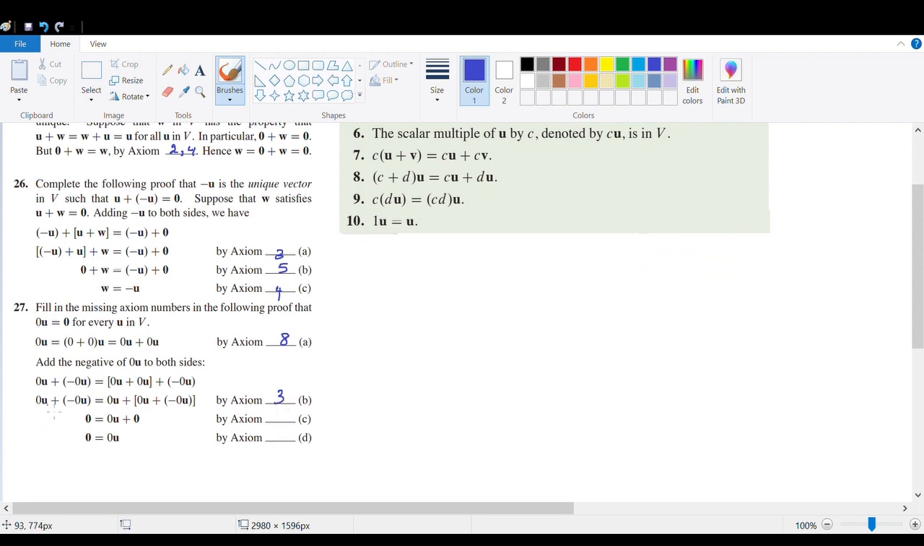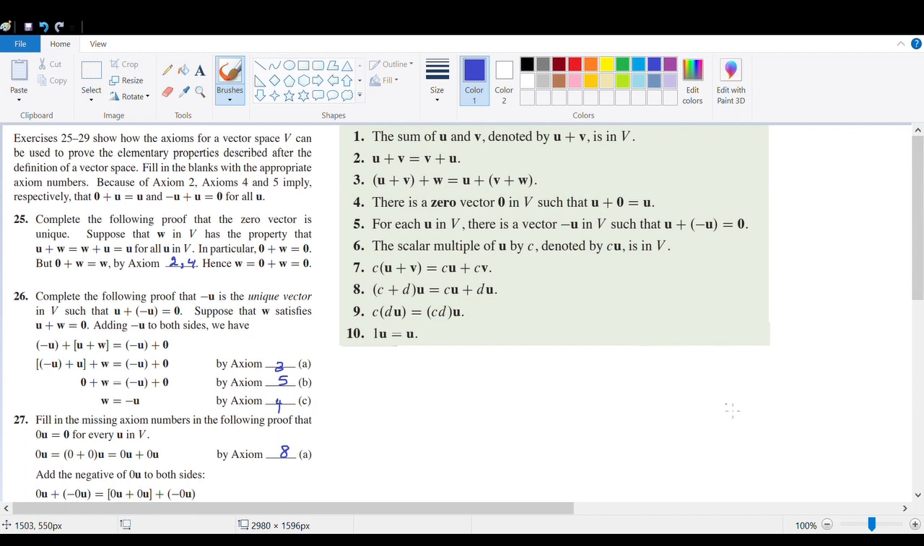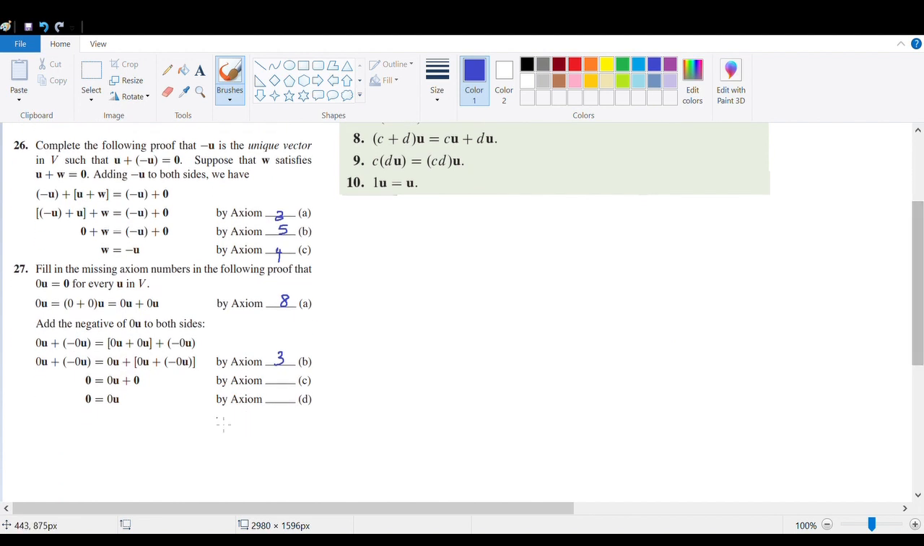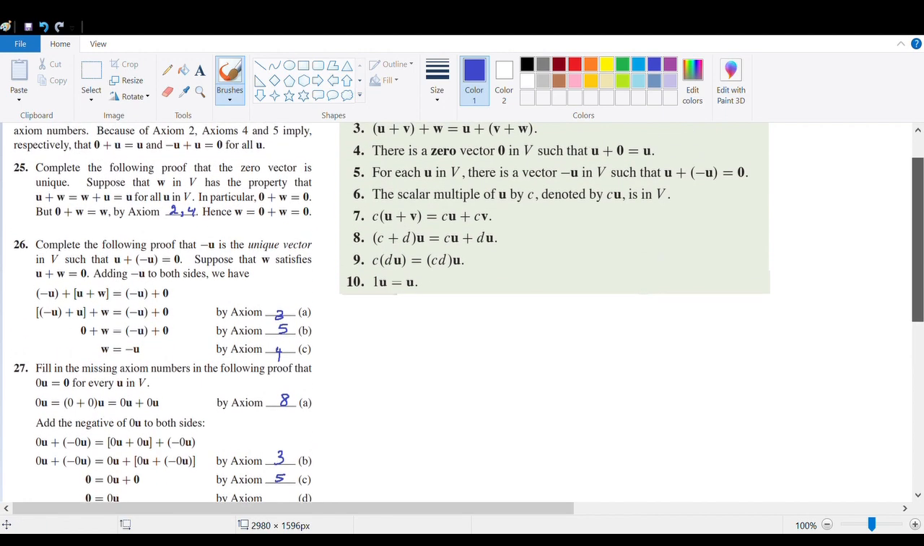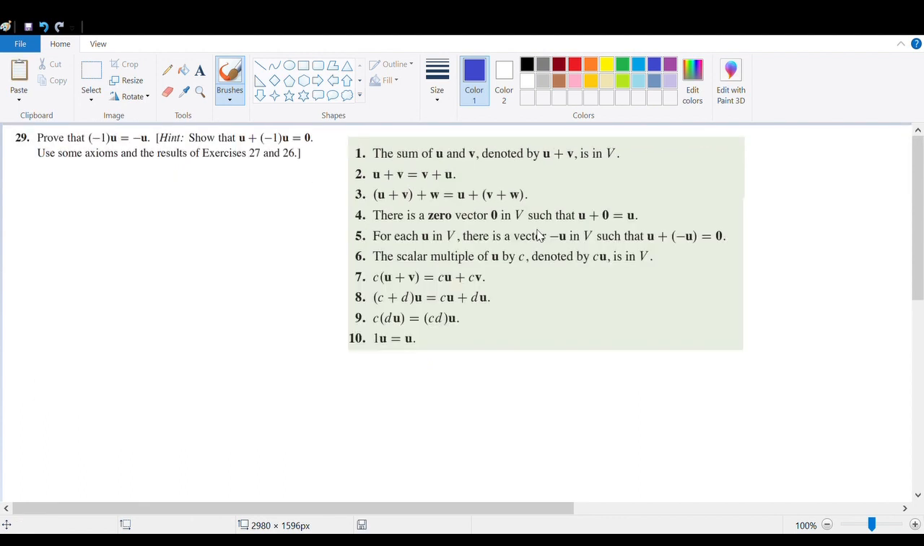Then 0 multiplied by U plus minus 0 multiplied by U, this will give us 0. So this is using axiom number 5. If you have a vector with its negative vector, the result will be 0. Similarly for this one, 0 multiplied by U plus minus 0 multiplied by U is equal to 0. So this is axiom number 5. Now 0 is equal to 0 multiplied by U plus 0. If you add 0 with any vector, this U will give us the vector. So that means using axiom number 4. So this one here is by using 4.